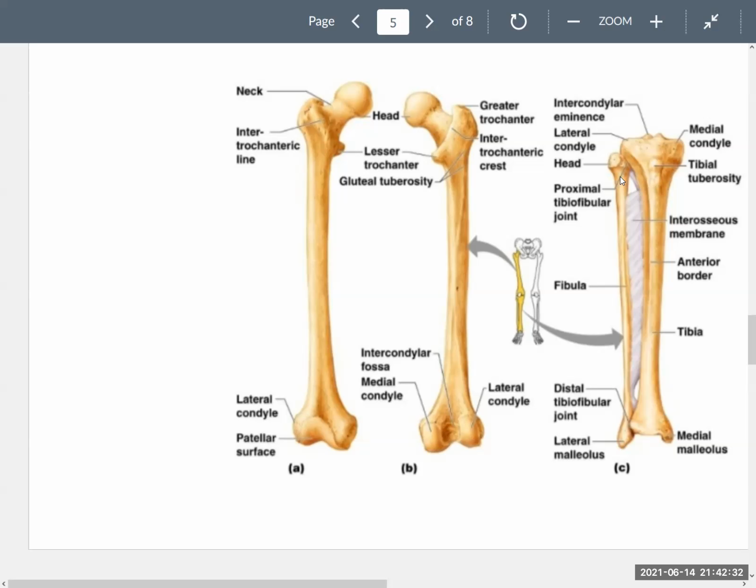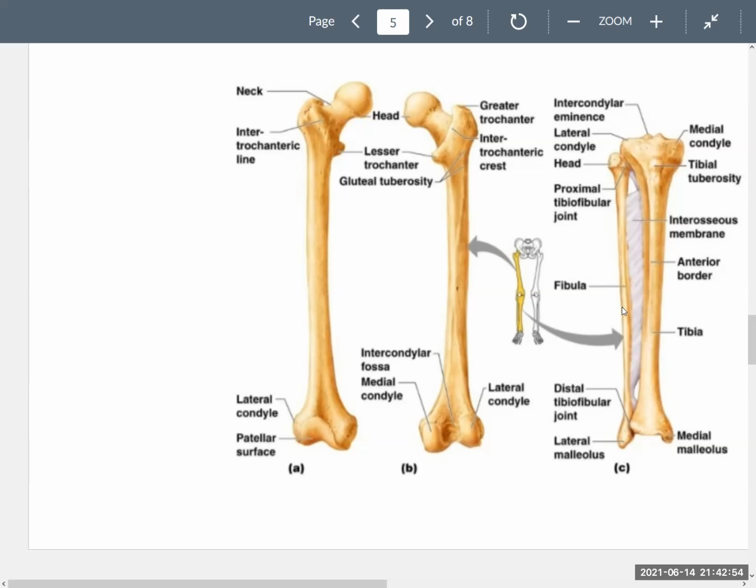The fibula is always lateral. The radius is always lateral. The thumb is always lateral. You got to remember those. They really do help you get your orientation. The fibula is always lateral. The head is the uppermost part.